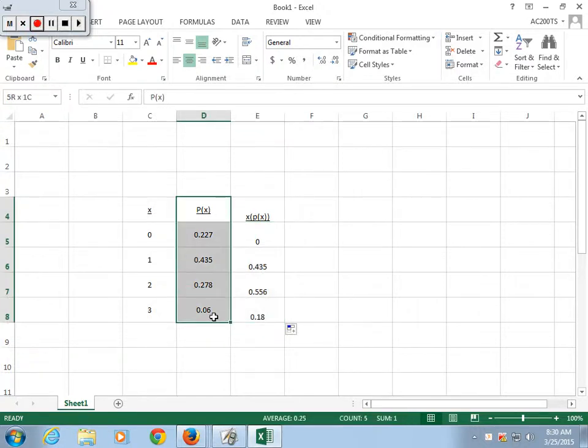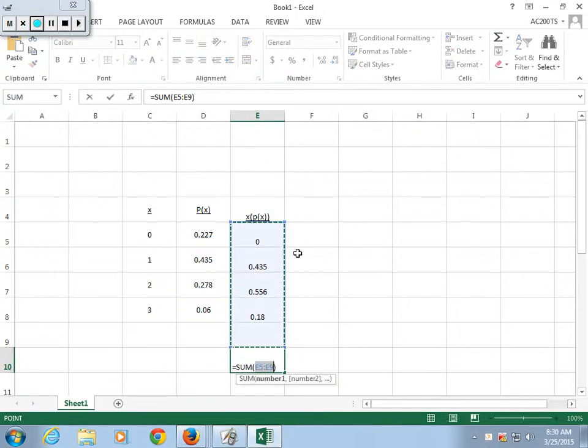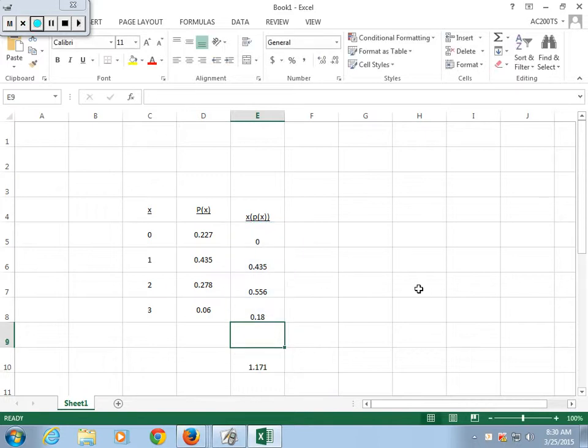What's different about this column? Not different about this column. Well, I'm not going to worry about it. And add those up. And what is that called? Mean.